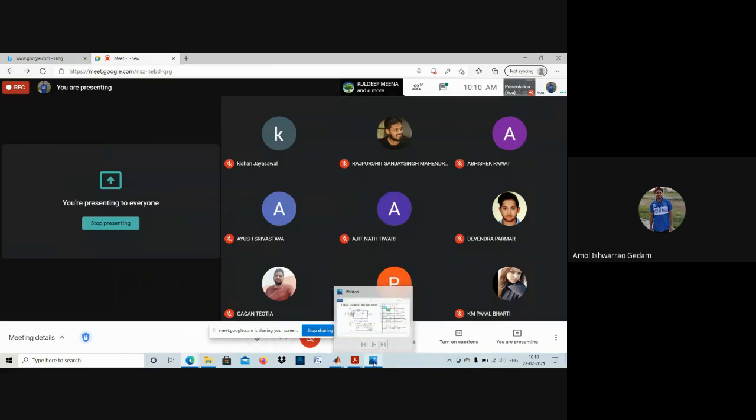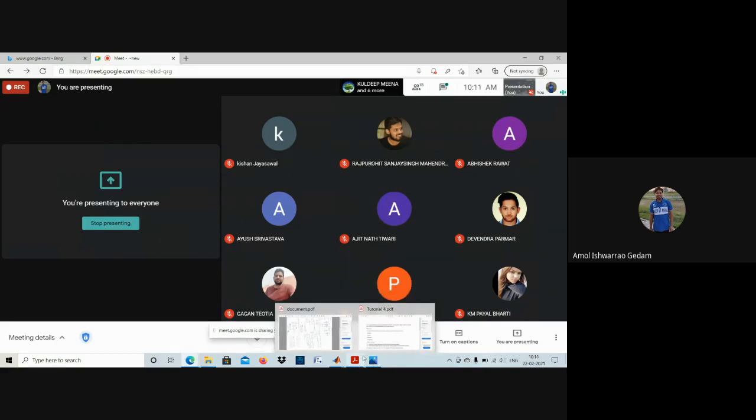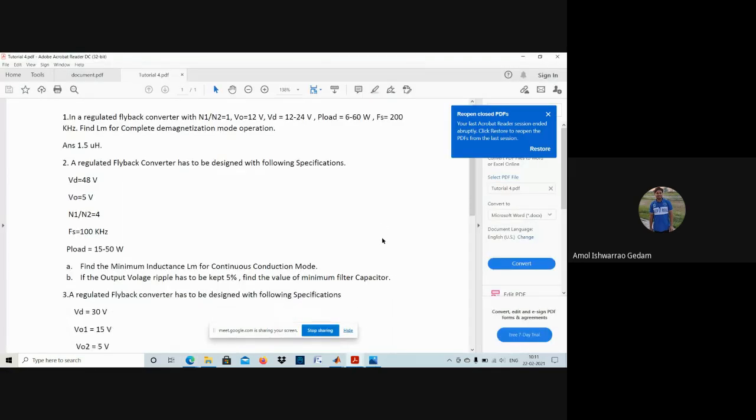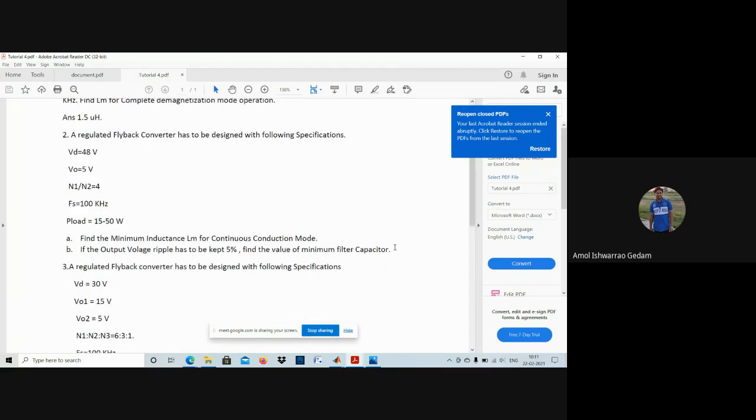So now we can do this exercise. I think you have solved this problem during your tutorial questions. Yes, sir. So a regulated flyback converter has to be designed with the following specification.